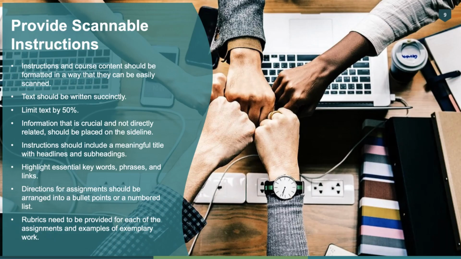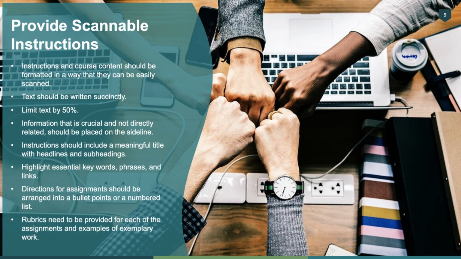Number 8, provide scannable instructions. Information can be easily misinterpreted when delivered online. Instructions and course content should be formatted in a way they can be easily scanned, and text should be written succinctly to avoid anything that is not necessary. It is suggested to limit text by 50%, making all paragraphs short and to the point.